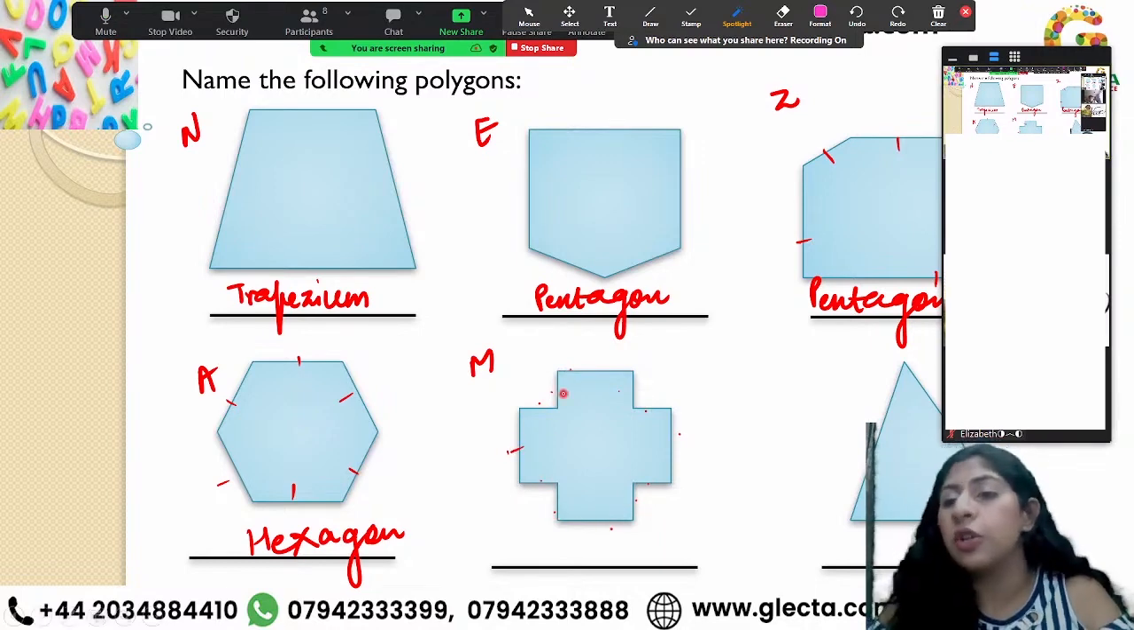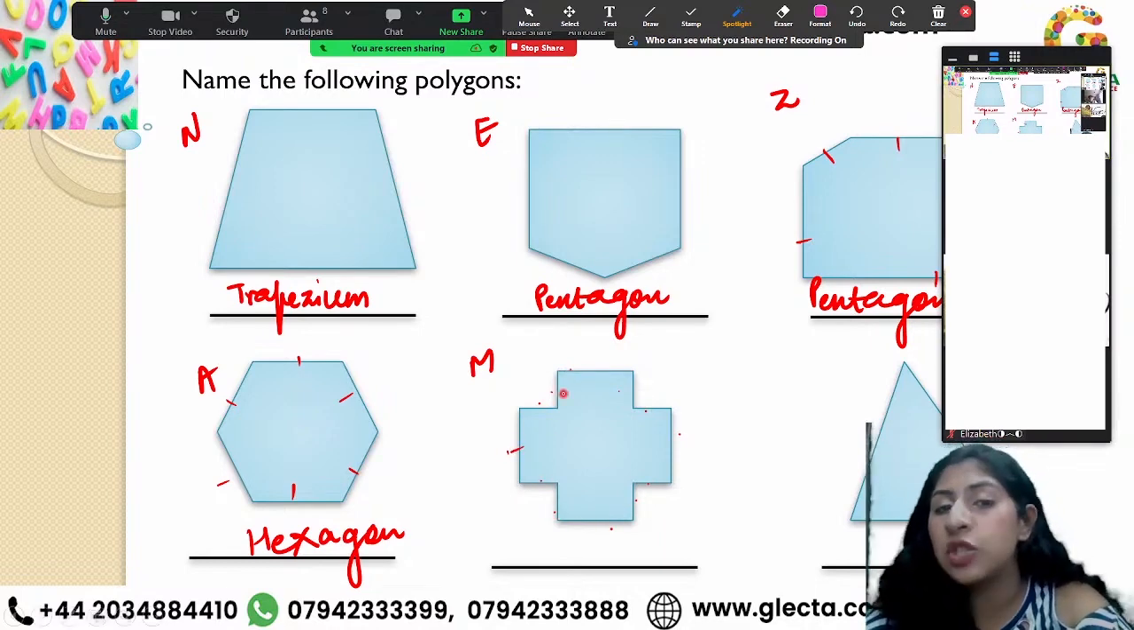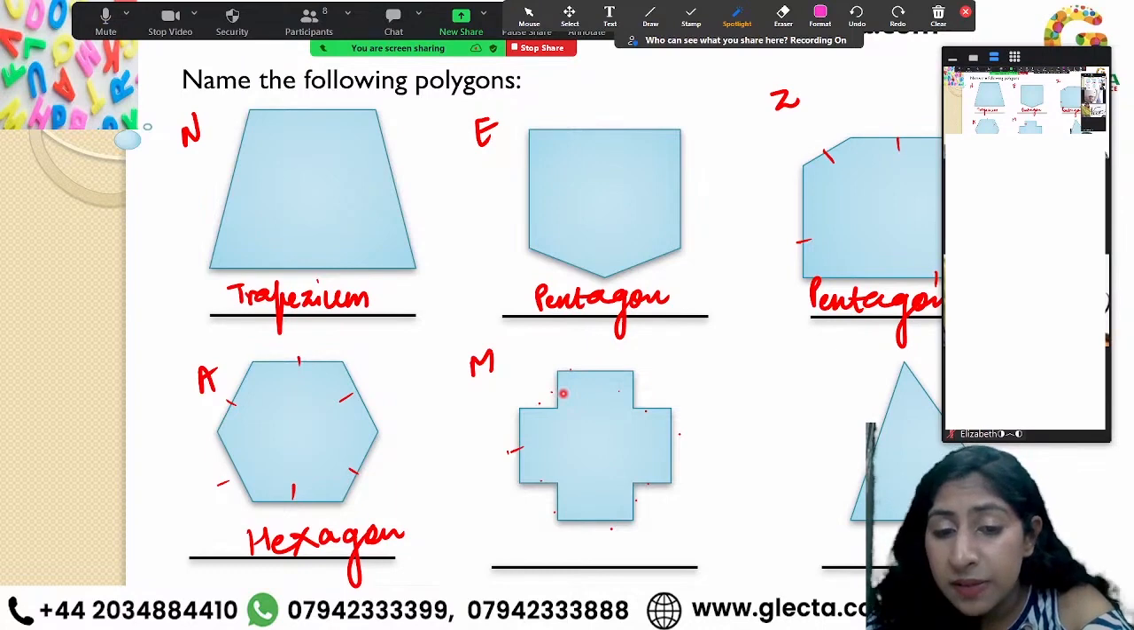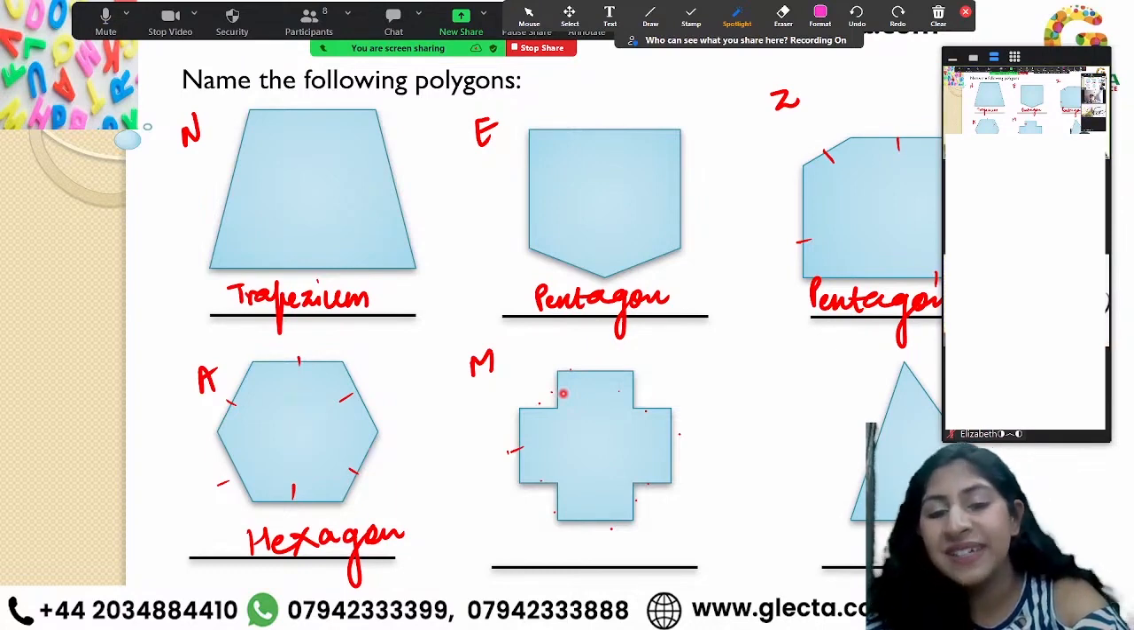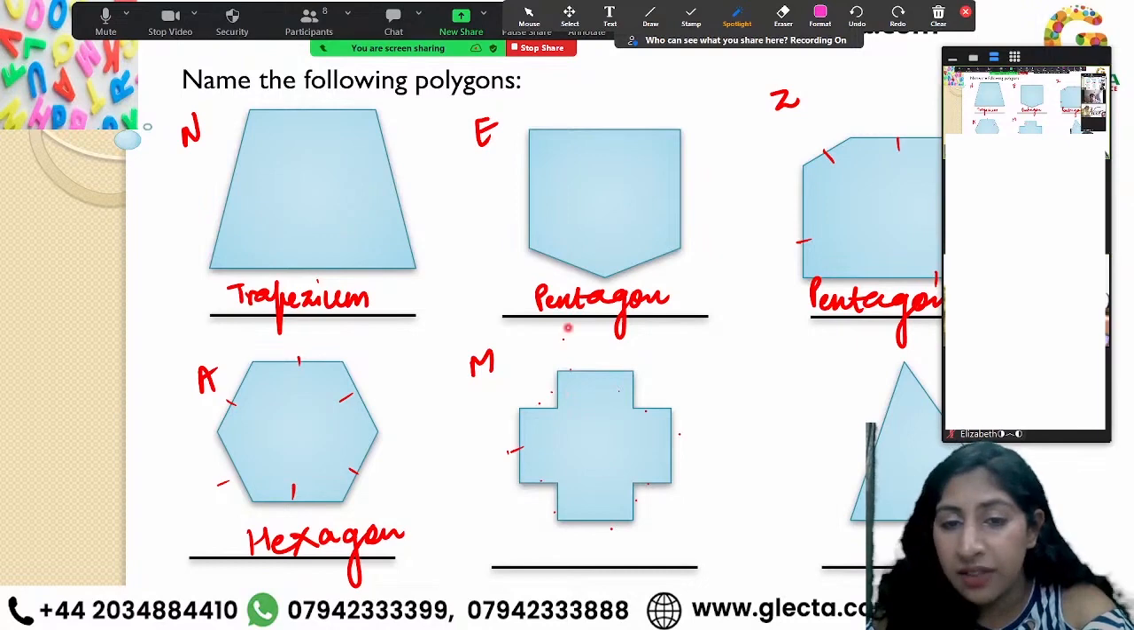All right. Do you know what's a shape with 12 sides called? Okay. So others agree with it? Yes? Dodecagon. This is dodecagon. Good.